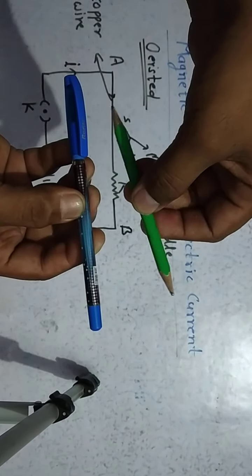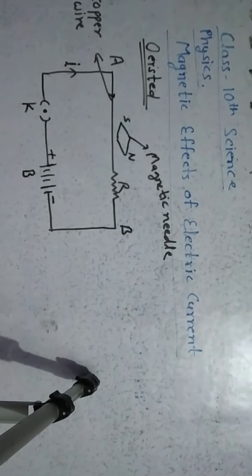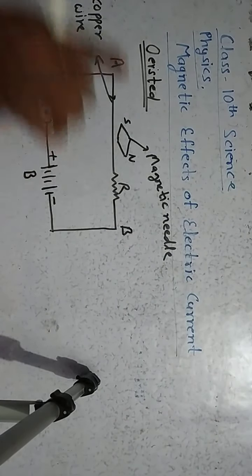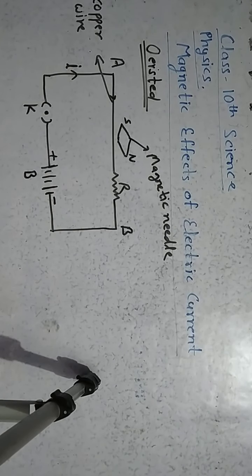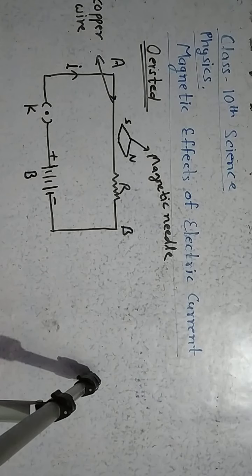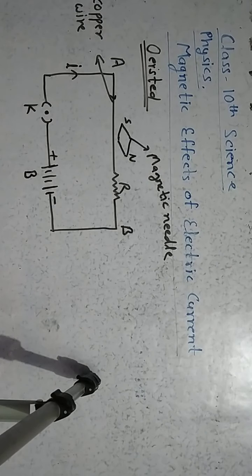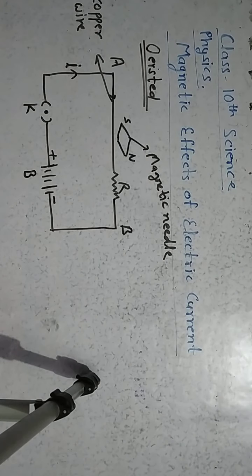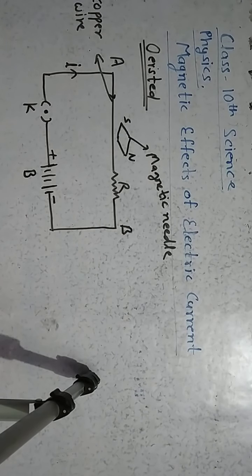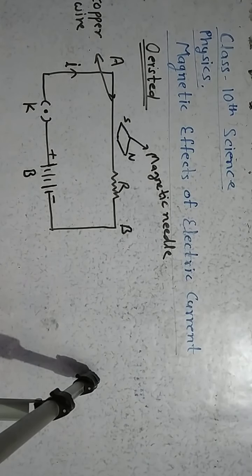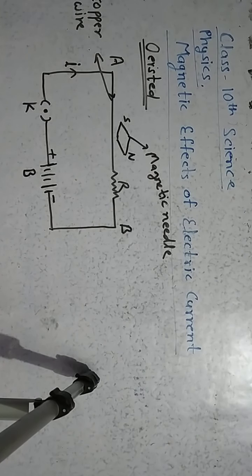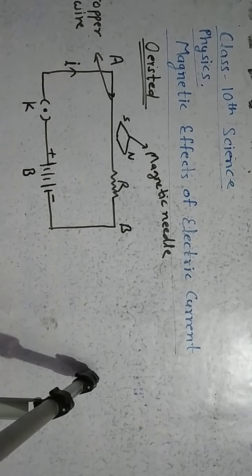This deflection shows that the wire also has a magnetic field. Wire having magnetic field means electric current, meaning flowing charge, produces magnetic field. We know that magnetic field is affected only by magnetic field. It means magnetic field is always affected by magnetic field. It means the flowing charge produces magnetic field.